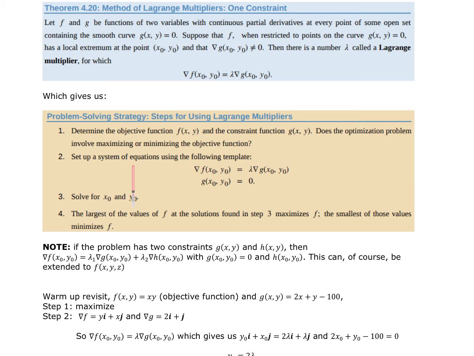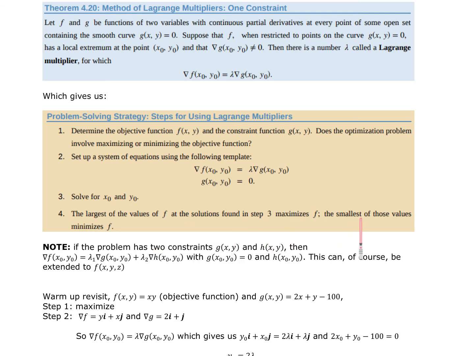You're going to set up a system of equations in which the gradient of f at x naught, y naught is equal to some lambda times the gradient of g at x naught, y naught. We also set g of x naught, y naught equal to 0. We set up these equations so that we can solve for x naught and y naught. The largest value of f at the solutions in step 3 maximizes.